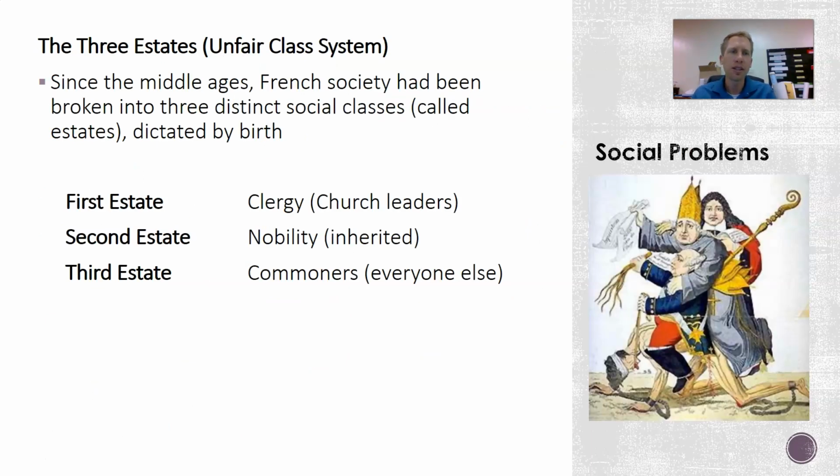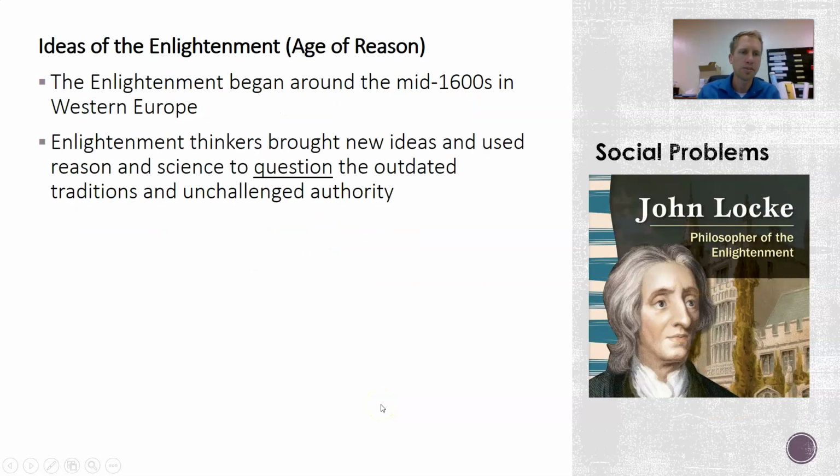So you have your 3 estates again: the church at the top, the nobility as the second estate, and then you have the third estate, which is commoners. You can see this graphic here. We see the royalty and the church here in the middle, and then they're basically piggybacking on the third estate, which is on their hands and knees crawling across in chains.